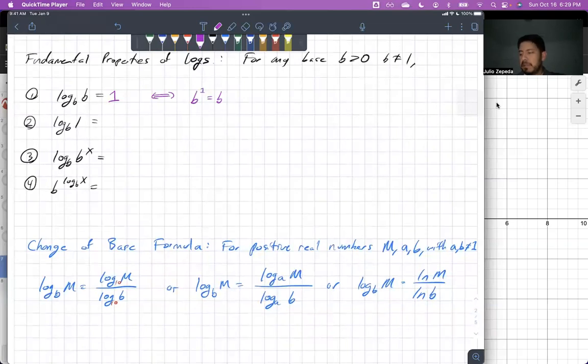So the exponent I need to put on b to get b is just 1. What about the next one? You should be able to answer this one as well. What exponent do I need to put on b to get 1? This is one of those rules. It's 0. Because remember, b to the 0 is equal to 1. Anything to the 0 is equal to 1. That's a common statement that you hear. When we say anything to the 0, here at least we're talking about any positive number raised to the 0 equals 1. That's definitely true.